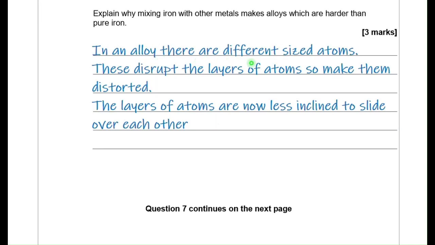So to get our 3 marks, in an alloy there are different sized atoms, 1 mark. These disrupt the layers of atoms, so make them distorted. The layers of atoms are now less inclined to slide over each other. So for marks, 1 mark for different sized atoms, 1 mark for distorted layers, 1 mark for not able to slide. 3 marks.